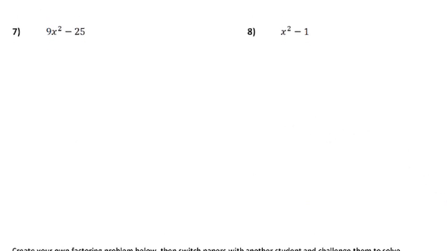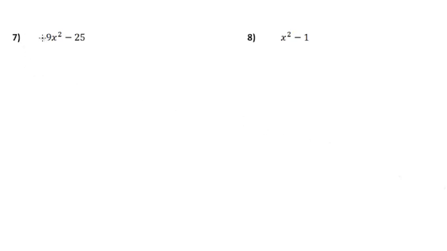I'll move that down. All right. Number 7. 9x squared minus 25. Well, this is kind of a tough one because you have this 9 in here, okay? But anytime that you have a number, you always should be thinking, is it special? Is it something squared? And it happens that 9 is 3 squared, okay? So we have 3 squared right here. So not only do we have x squared, but we have 3 squared.